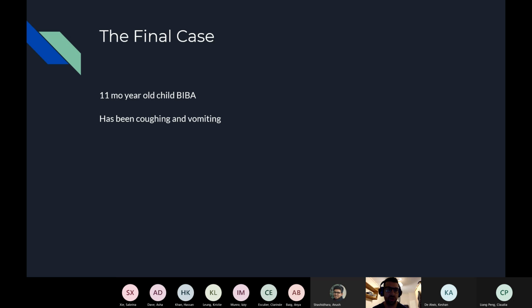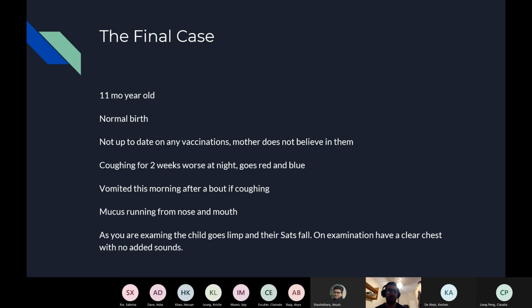This is an 11-month-old child brought in by ambulance, and they've been coughing and vomiting. They had a normal birth. They're not up to date on any vaccinations because mother does not believe in them. She's very much against them. They've been coughing for 2 weeks, which is worse at night, and they go an odd colour, red and blue, when coughing. They vomited this morning after a bout of coughing, and then there's mucus running from their nose and mouth. As you examine the child, they go limp and their SATs fall. On examination, they have a clear chest with no added sounds.